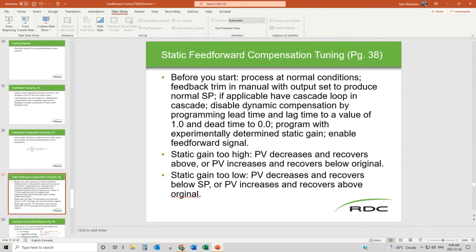First, we have to go through the process. So before we start, we put the process at normal conditions. We put our feedback trim in manual with the output set to produce a normal set point. So basically what they're saying is put it in manual and let it get happy.